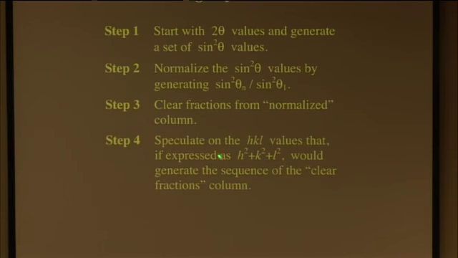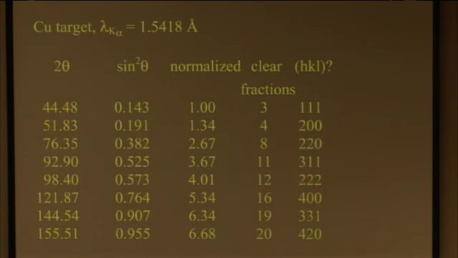What's it say next? Speculate on the HKL values that, if expressed as h squared plus k squared plus L squared, would generate the sequence of the clear fractions column. And then that's going to take me to the selection rules. So I say, well, how do I get 3? It's 1 plus 1 plus 1. 4 is 2 squared plus 0 squared plus 0 squared. 8 is 2 squared plus 2 squared plus 0 squared. So I'm generating this thing.